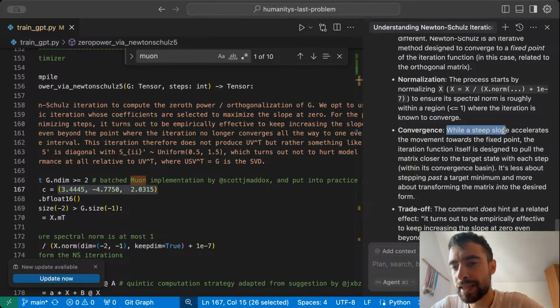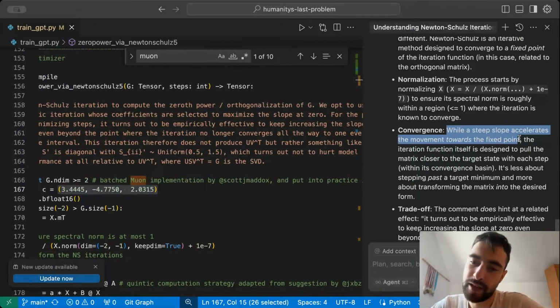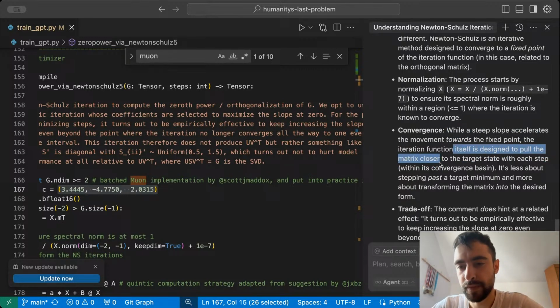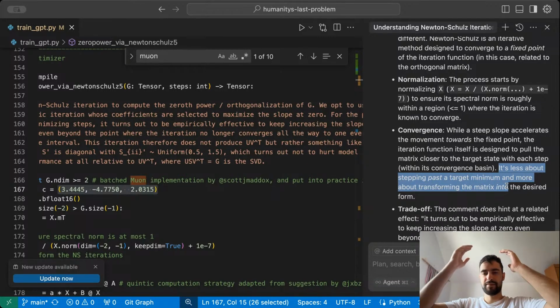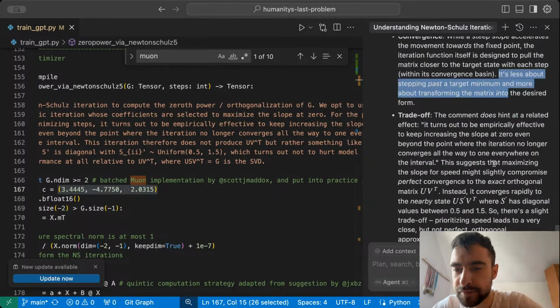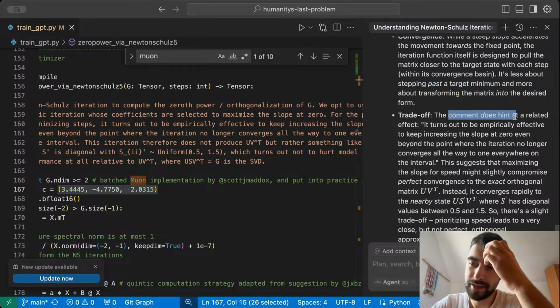Convergence. While a steep slope accelerates the movement towards the fixed point, the iteration function itself is designed to pull the matrix closer to the target state with each step within its convergence basin. It's less about stepping past a target minimum and more about transforming the matrix into the... what? Trade-off. The comment does hint at a related effect.